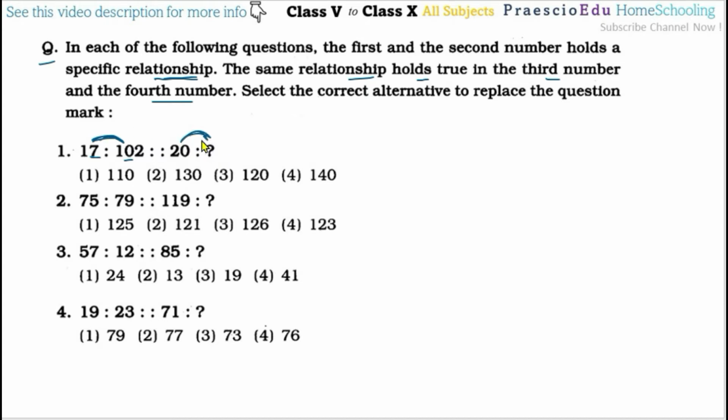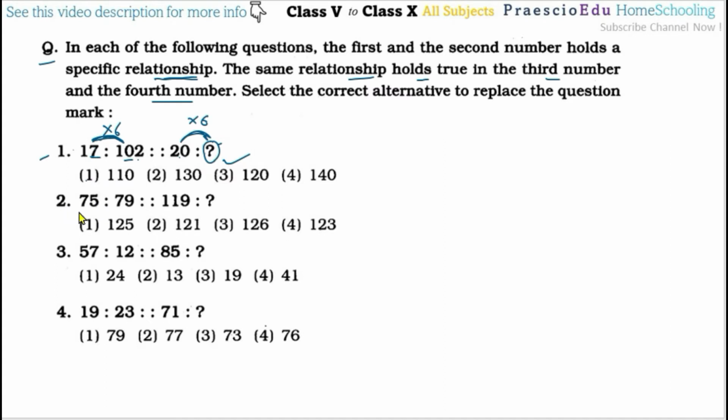So as per these relations, we have to find the correct number to replace the question mark, and that has to be chosen from the four alternatives. Okay, same as the figures or the words that we saw earlier in the analogy topics. So question number 1: 17, 102, 20, and then question mark. 17 multiplied by 6 is 102. Likewise, if we multiply 20 by 6, it is 120. So option number 3 is the correct one.